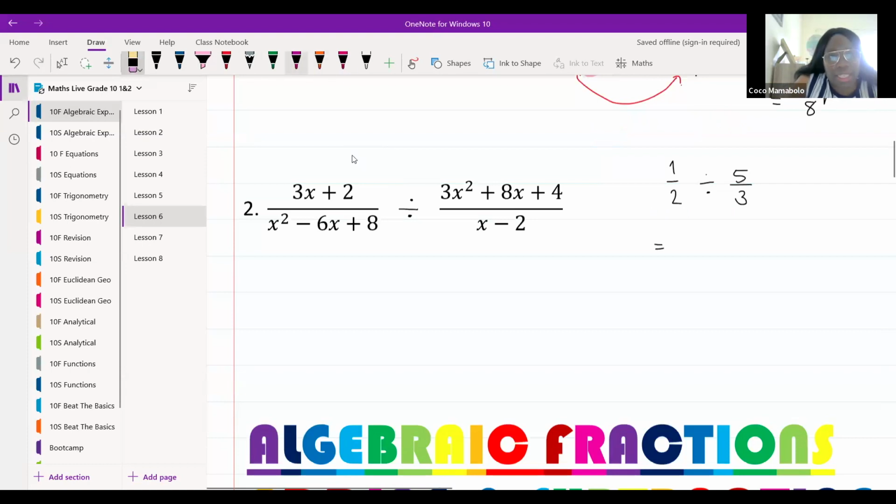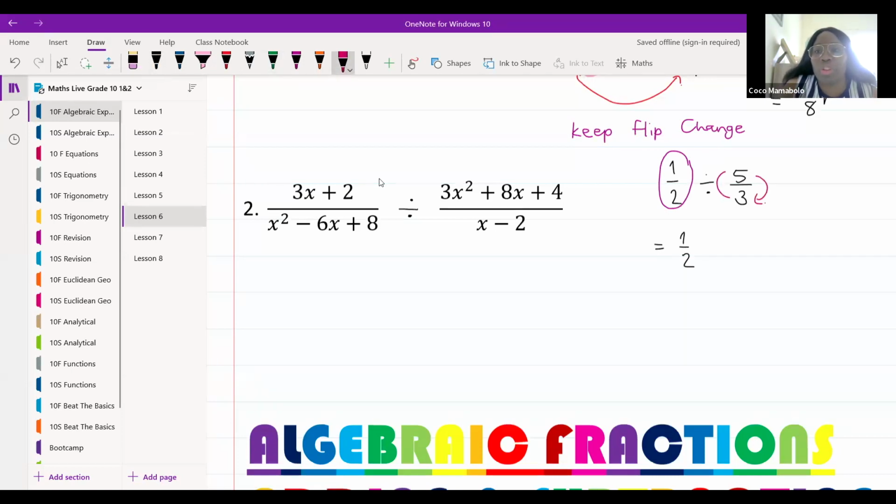Now, KFC stands for keep, flip, and change. That's what KFC stands for, keep, flip, change. What that means is I need to keep my first fraction exactly the same. So we're not going to change the first fraction. We're just going to write a half. Then we are going to flip the second fraction. So the top will go to the bottom and the bottom will go to the top. So I now have 3/5.